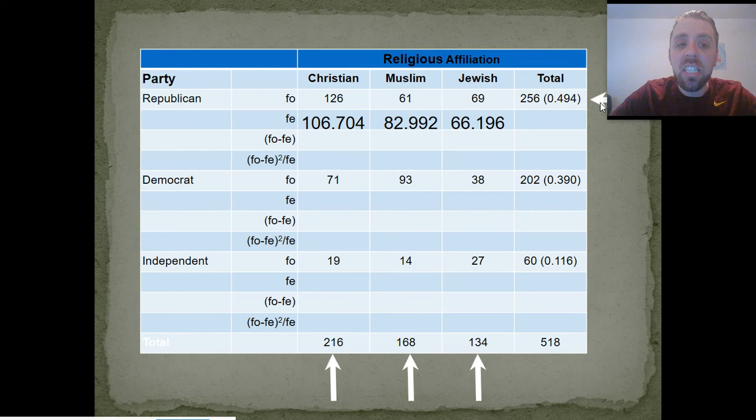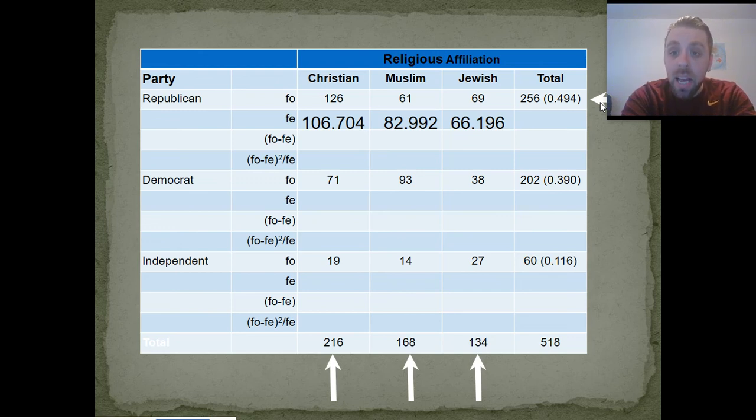And that's great. Now I have my expected frequencies for every type of Republican: Republican Christians, Republican Muslims, and Republican Jews. Going forward, I just have to do the same thing, except I have to make sure I'm using the correct total relative frequency for each group. So to get the expected frequency for Democrats, I now use the total relative percentage of Democrats in the overall sample. So now I'm multiplying 0.39 times 216, 0.39 times 168, and 0.39 times 134.